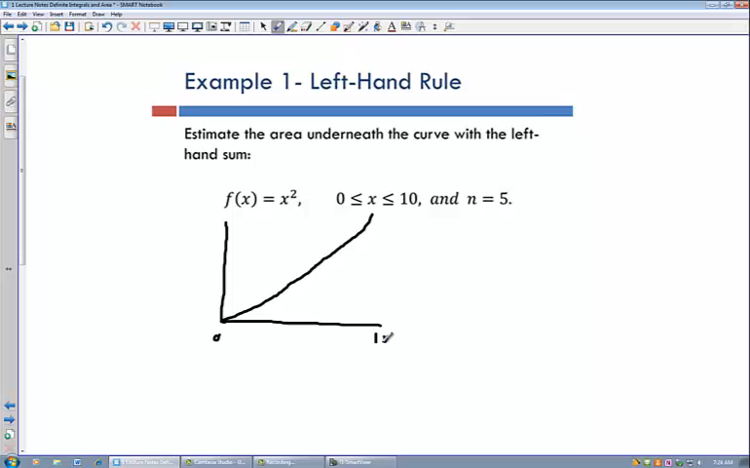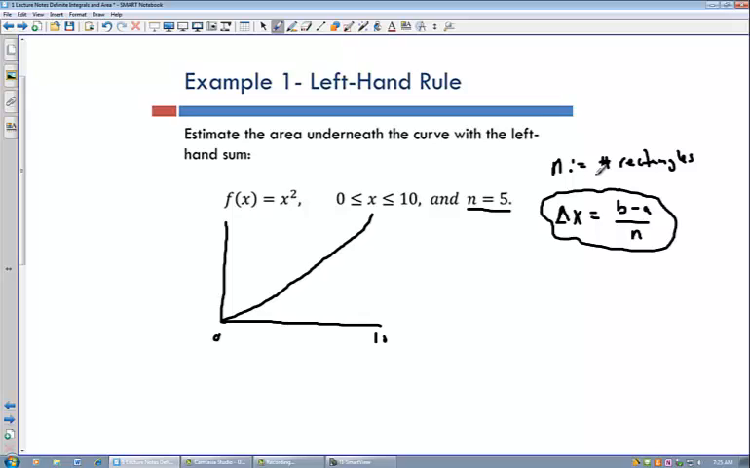So 0 to 10. And this n equals 5. N is actually the number of rectangles you want to take. So this is just the number of rectangles. That's how I think of this. You'll see later that the change in x, delta x, is actually equal to b minus a over n. This is something you can store in your memory if you like, but you really don't need it. The best thing to remember, I think, is that n is just the number of rectangles we're going to take. So if n is equal to 5, how many rectangles do we want to use? And hopefully you say 5.